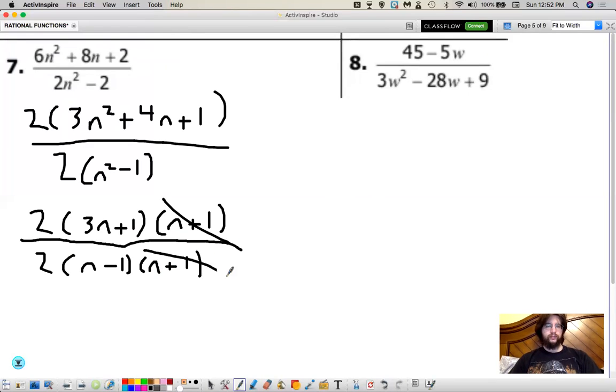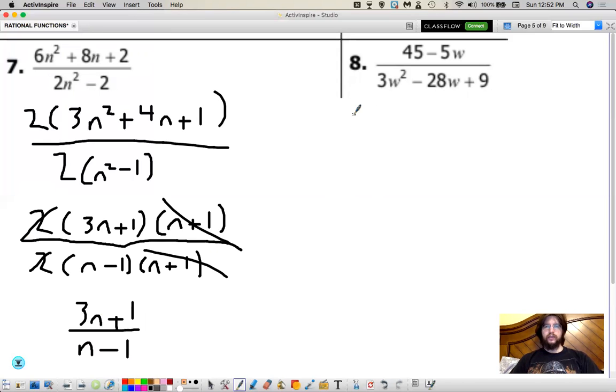Things cancel, 2's cancel as well. And we're left with 3n plus 1 over n minus 1. That'll be our answer. This one is a binomial in the denominator, so no, you cannot break it up. Don't try.